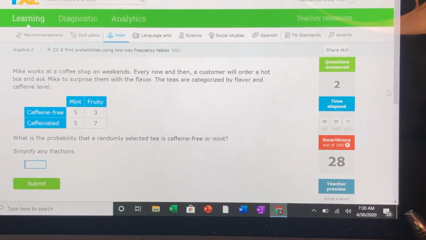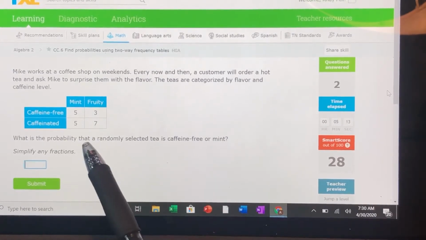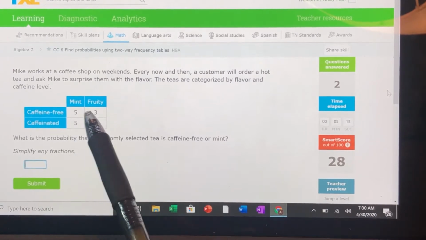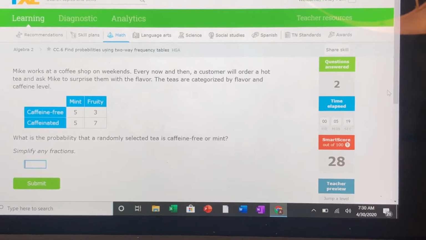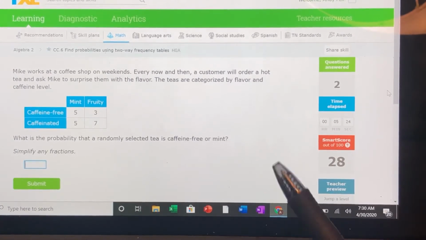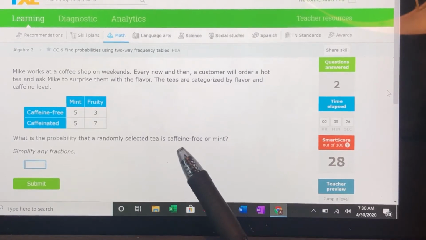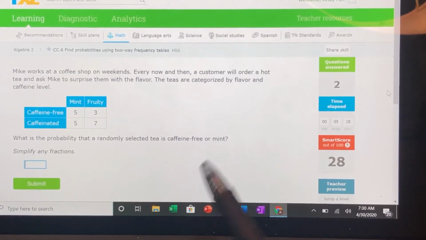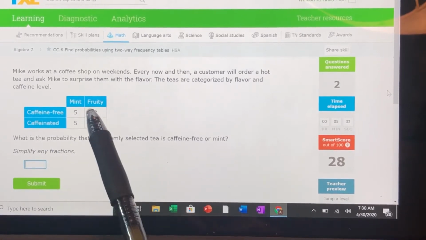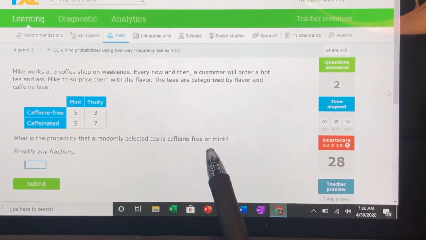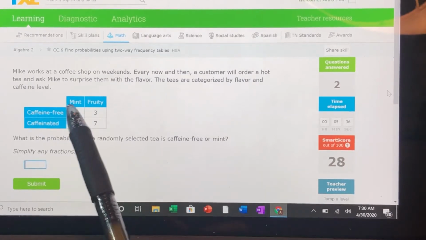All right, well, just like before, let's figure out the total number of things in the sample space. We've got 5 and 3 and 5 and 7. Let's see, those add up to how much? I think they add up to 20. So we've got 20 is going to be in our denominator. All right, this time the key word is or. Caffeine-free or mint. So let's see, caffeine-free, mint. If that said and, we would say caffeine-free and mint, there are 5.